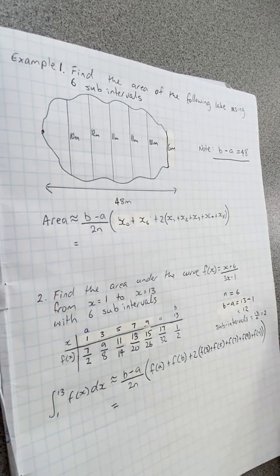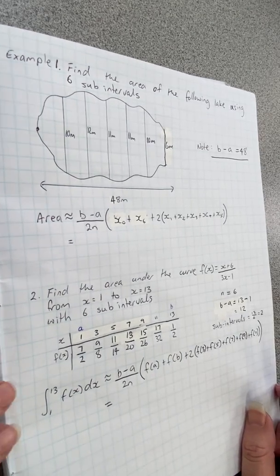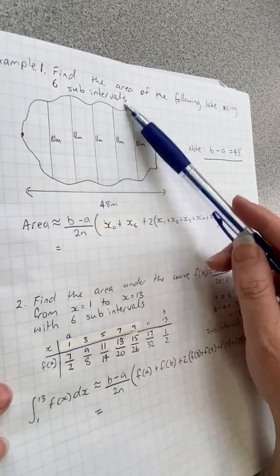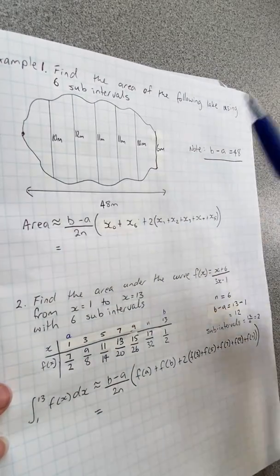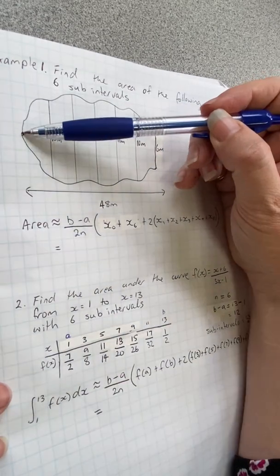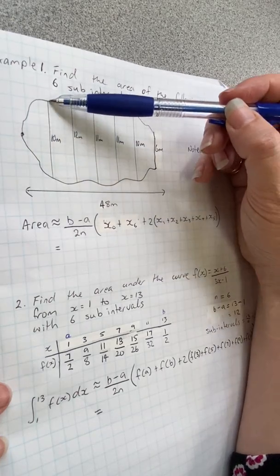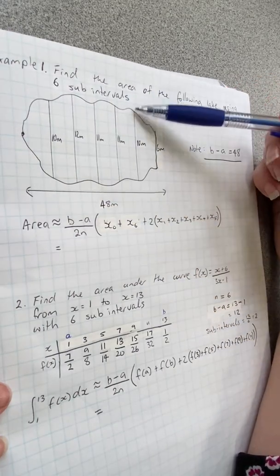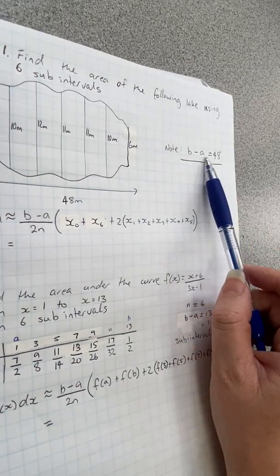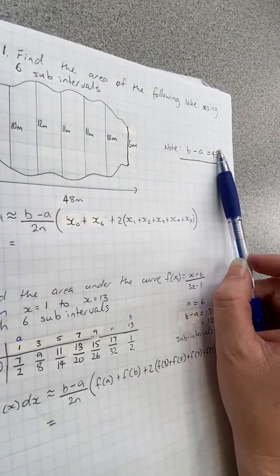In this video, I'm going to do some examples of actually using the trapezoidal rule. So the first question, we actually have to find the area of this lake. We know that the lake is 48 meters across. The heights at these points are 0, 10, 12, 11, 11, 10, and 6. We notice here that our b minus a is the 48.